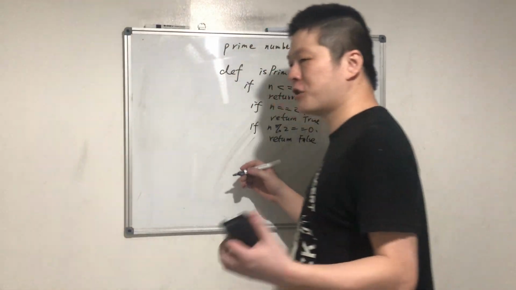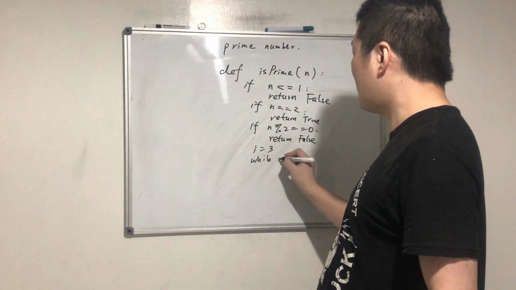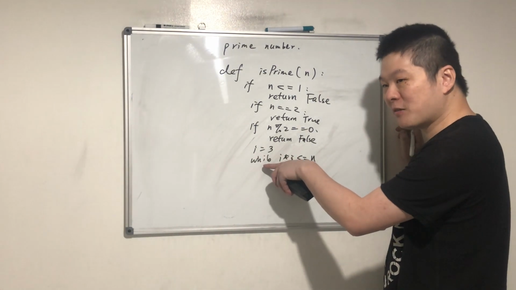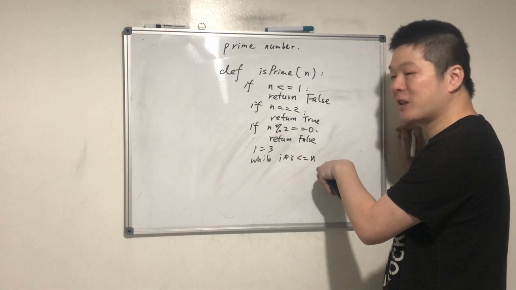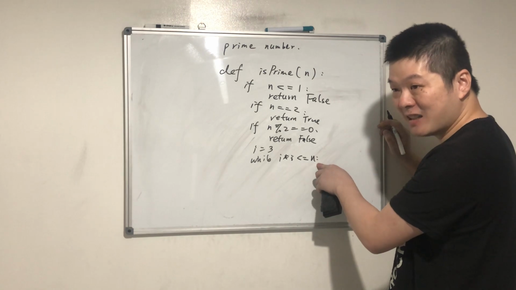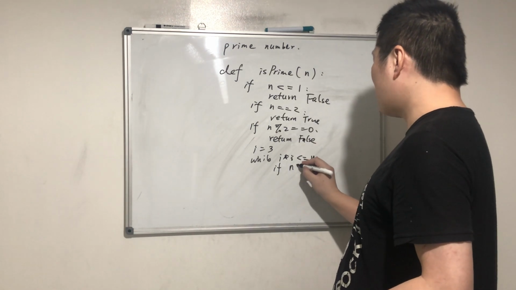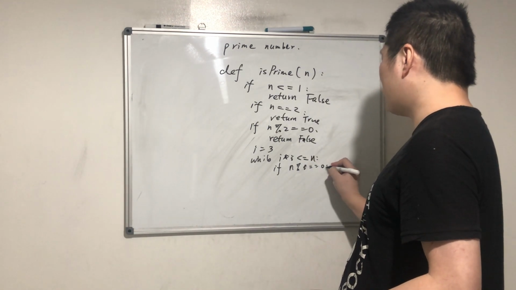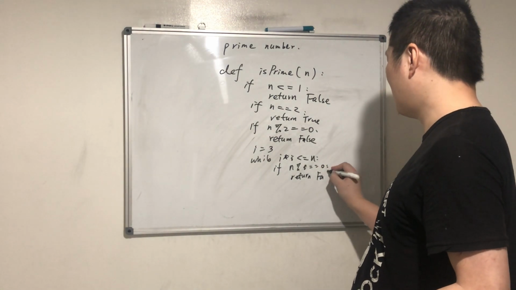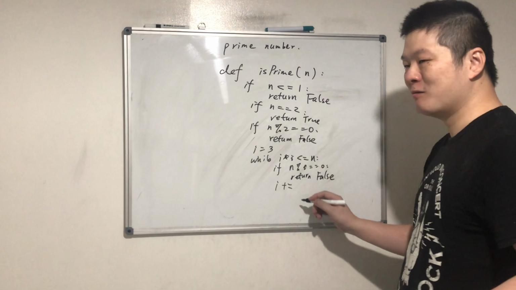And now we just need to check i equals 3. Why i times i smaller than or equal to n? Because I just said two numbers times together: 10 times 10 is smaller than or equal to 100, right? Then what do we do? If n can be divided by i, that is n modulo i equals 0, return what? False. Okay, so now here, i plus equals what? 1 or 2?